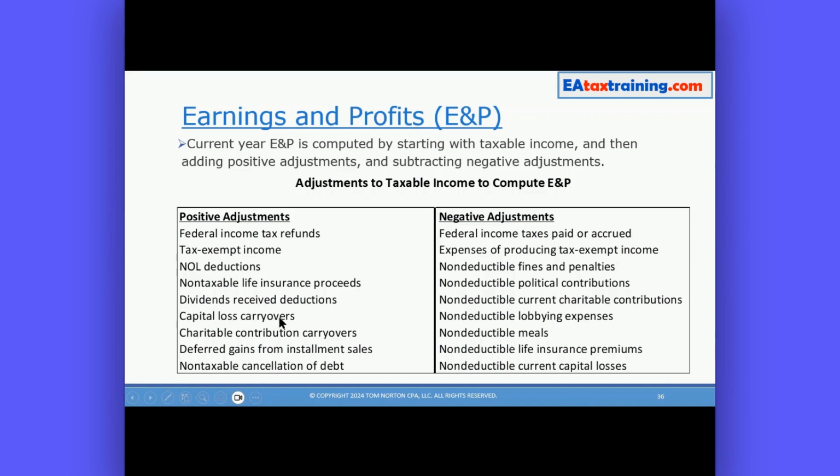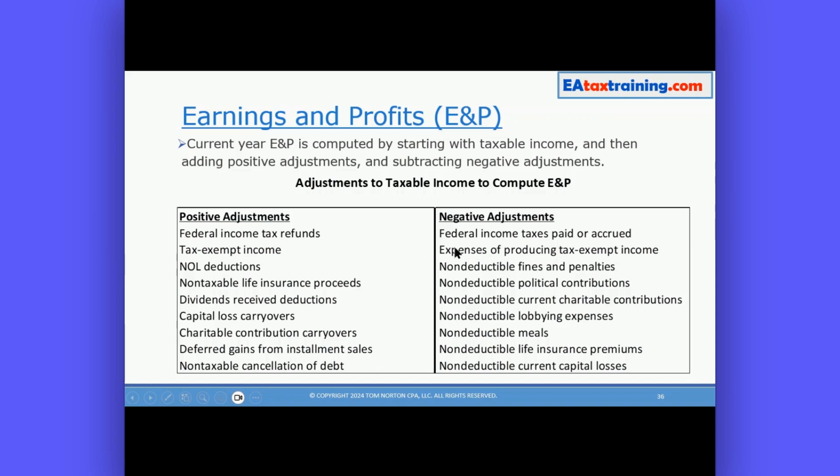The dividends received deduction, remember, we take the deduction, but we actually did receive the dividends. So we took a deduction for 50% or 65% or what have you, but we're going to add that back for purposes of determining E&P. Capital loss carryovers, again, not a current year loss, so we'll add those back. Charitable contribution carryovers, same thing. Deferred gains from installment sales, so we sold something, but for tax purposes, we only recognized part of the gain this year, and we're going to recognize the other parts of the gain in future years. But we sold the item this year, so in effect, we should recognize all the gain this year, so that's what we do. We add those back. And then any non-taxable cancellation of debt, we add back.